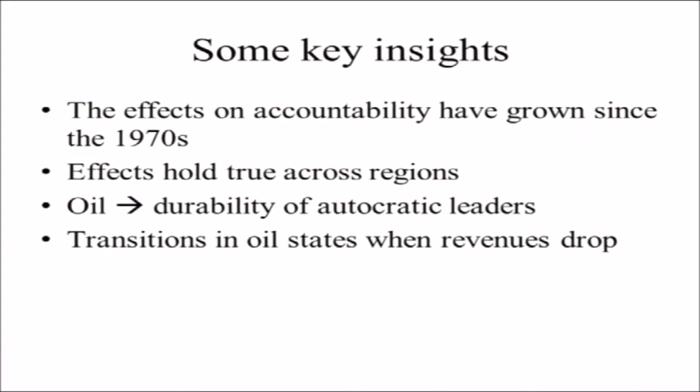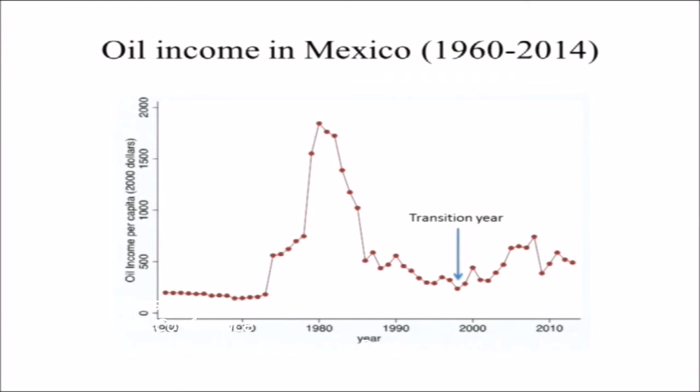A fourth interesting pattern is that we see transitions toward democratic rule, transitions away from one-party states, away from military rule, when oil prices drop, at least in some cases. Let's look at a few examples. So one of the most important examples, in fact, the country with the most oil wealth that has democratized in the past 5 decades, is Mexico.